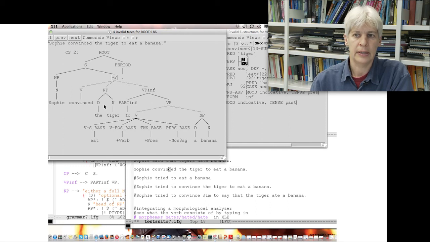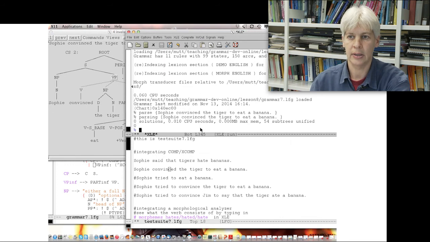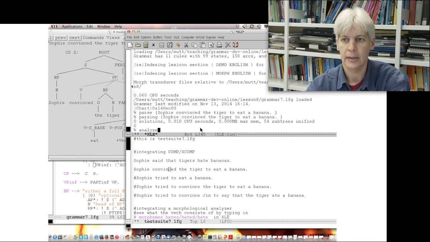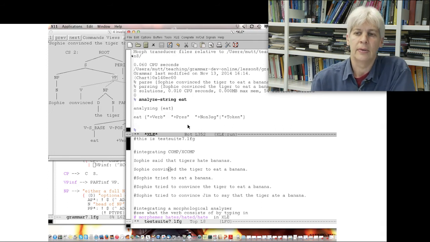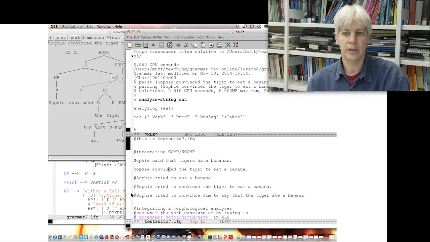Okay, so let's see what happens when we say analyze string eat. Let's see what's coming out of the morphology. Okay, these are options from the morphology with eat. This is not necessarily what I would like, since I would actually like there to be a bare form that's compatible with an infinitive. But what the morphology gives us for eat is verb, present tense, and non-third singular. Okay, so that's what we have to work with.